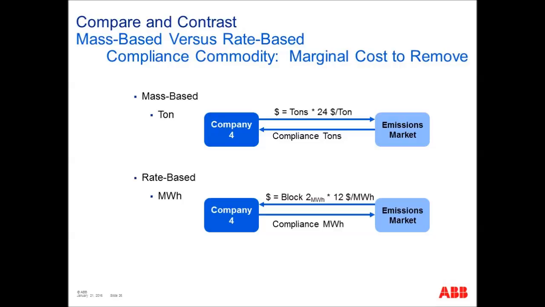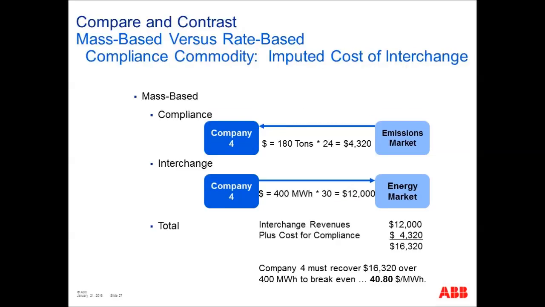So let's kind of run the numbers. That's the way you always do it to kind of understand how these dollars work. For compliance, Company 4 has to buy 180 tons of compliance coal, and that's going to cost them $4,320. At the same time, they are selling 400 megawatts at the system marginal cost of $30 for a revenue of $12,000.